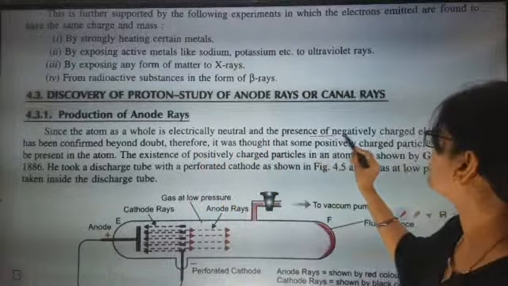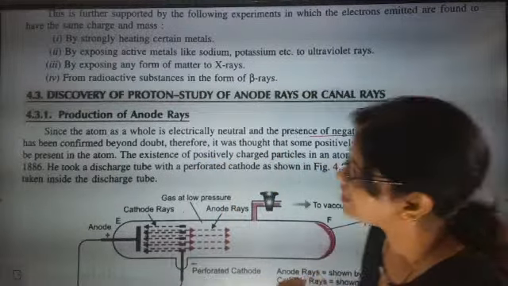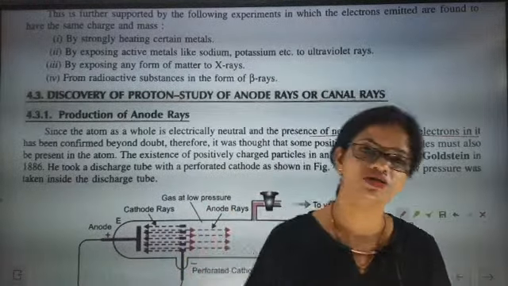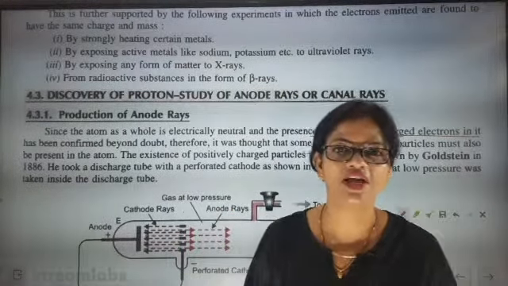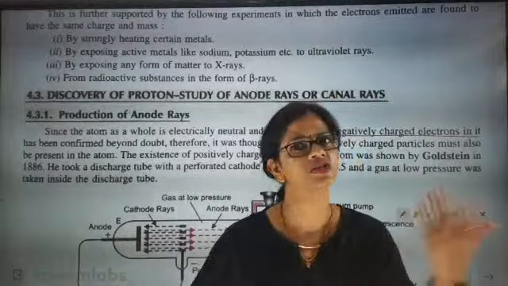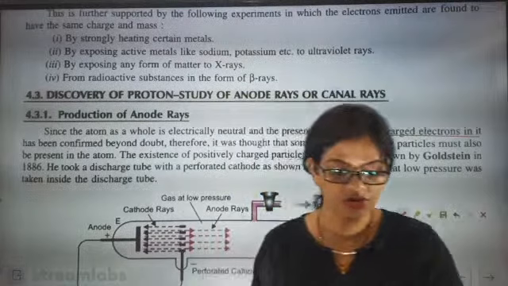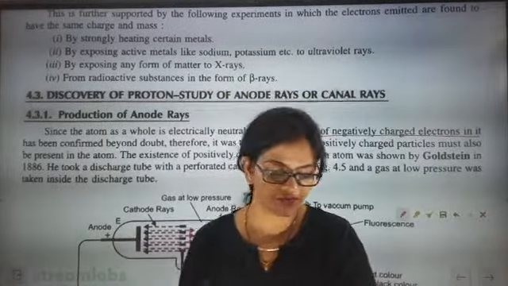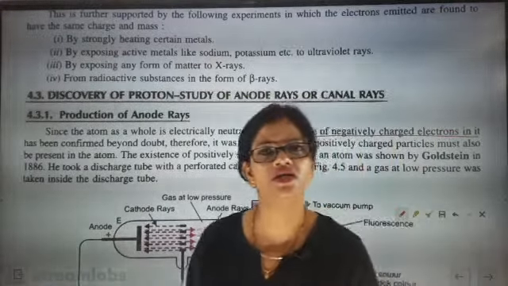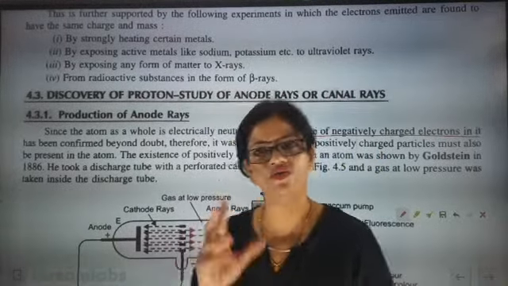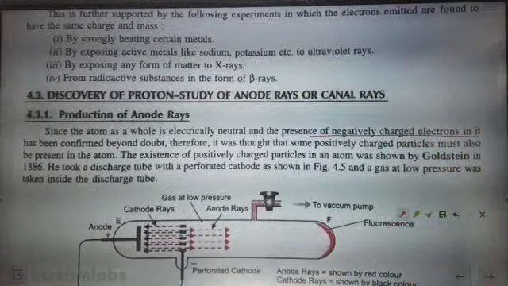So given the presence of the negatively charged electron, if the atom is electrically neutral, then the number of positive charges should be equal to the number of negative charges. So where is the positive charge? We should see the positive charge. We understood this concept, but we have not seen any positive charge there. Now we have to find where the positive charge is.